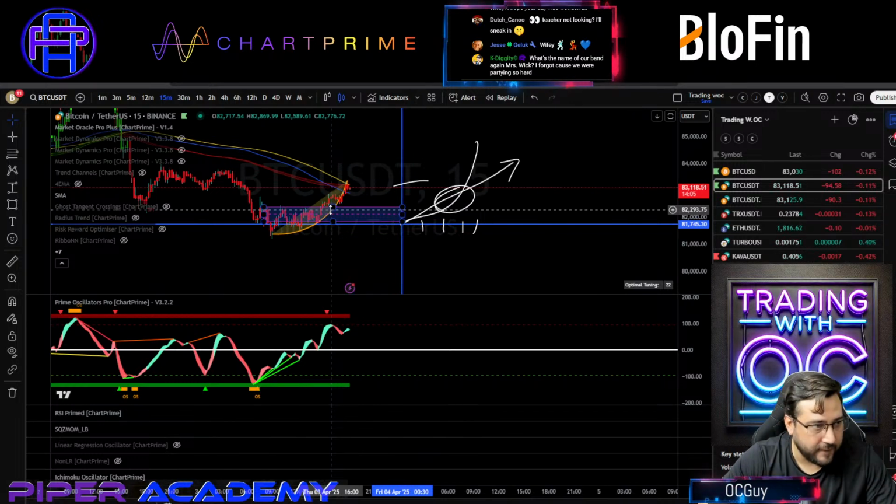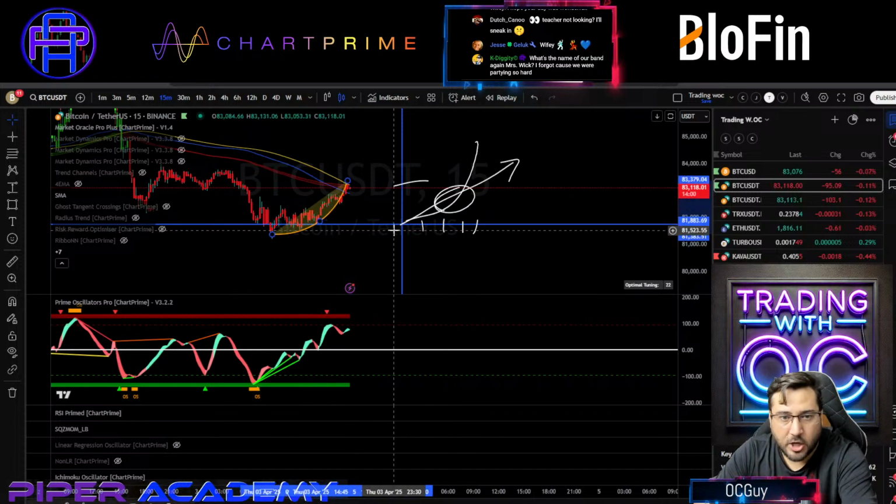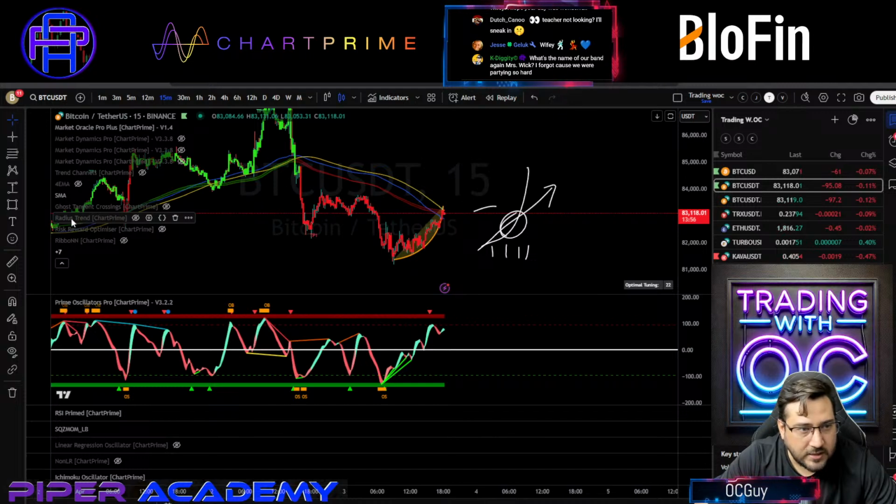Remember, we actually have a tool. Remember the last class I told you guys that we're going to be using indicators, not doing this manually? Well, I think we can start doing this. And one of those is a radius trend.